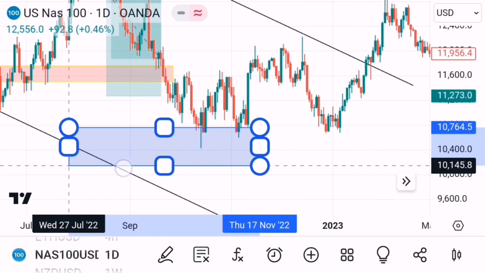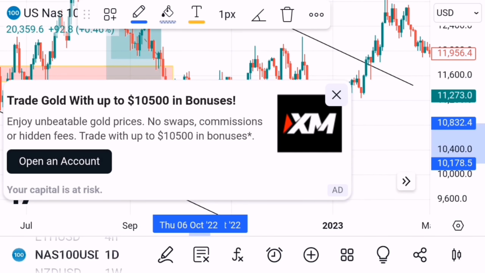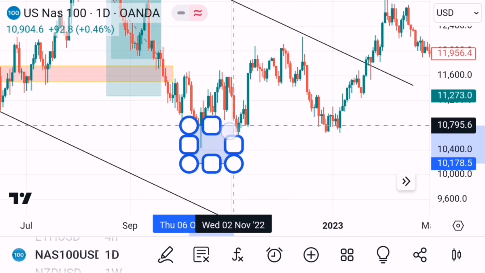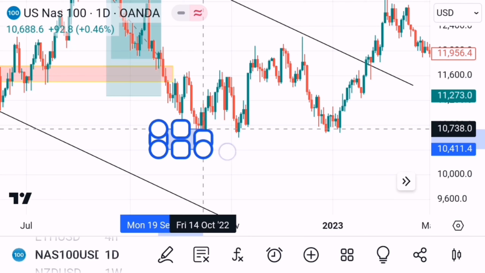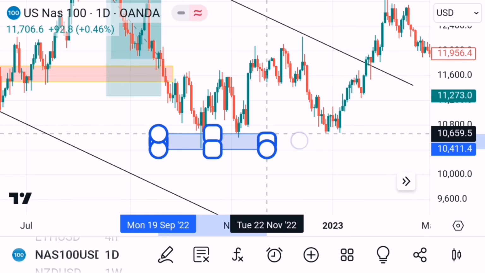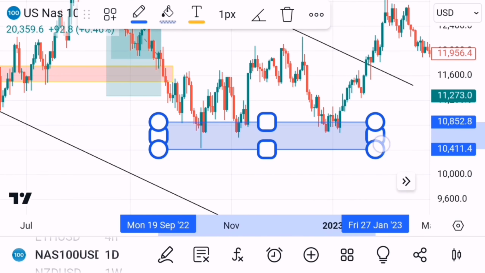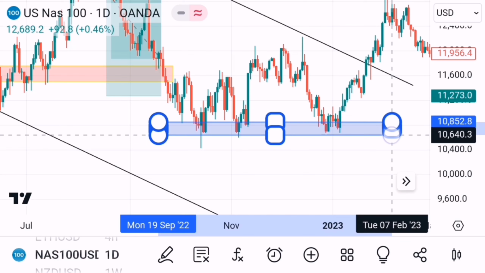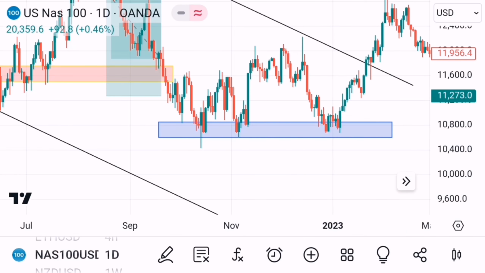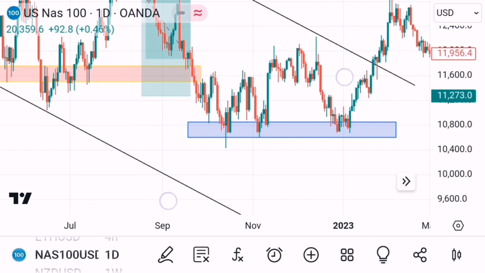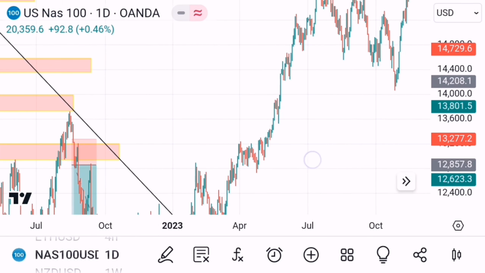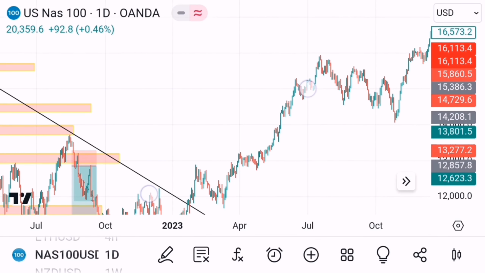Look. This was our first touch here, and then this was our second touch, and then this was our third touch like this. Look, it's a beautiful triple bottom. Triple bottom was formed, and then guess what? The market accelerated to the upside. Boom. Straight to the upside, guys.